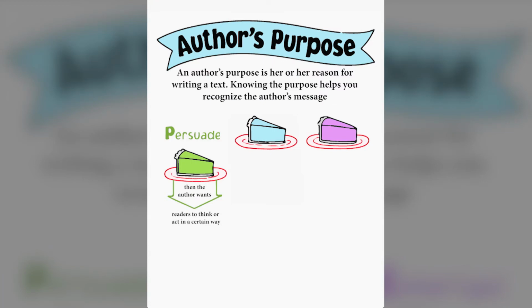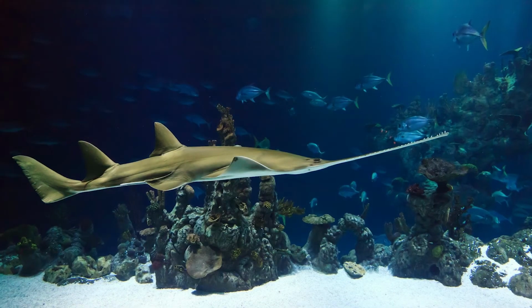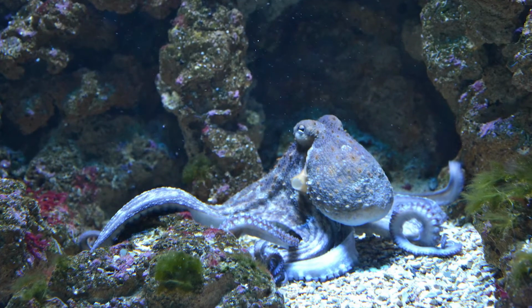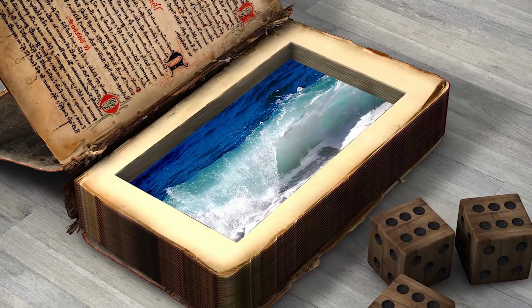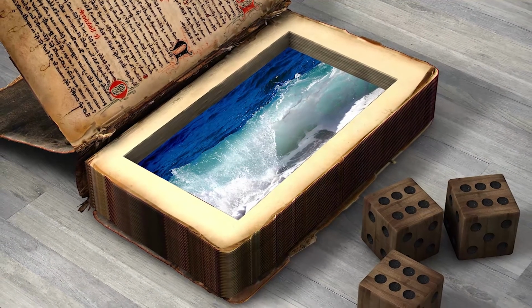Another reason an author might write a text is to inform. This is when the author wants to share information about a topic. So perhaps we were reading a text just about all the different types of creatures that live in the ocean. The author's purpose for writing that text might have been to just inform the reader.